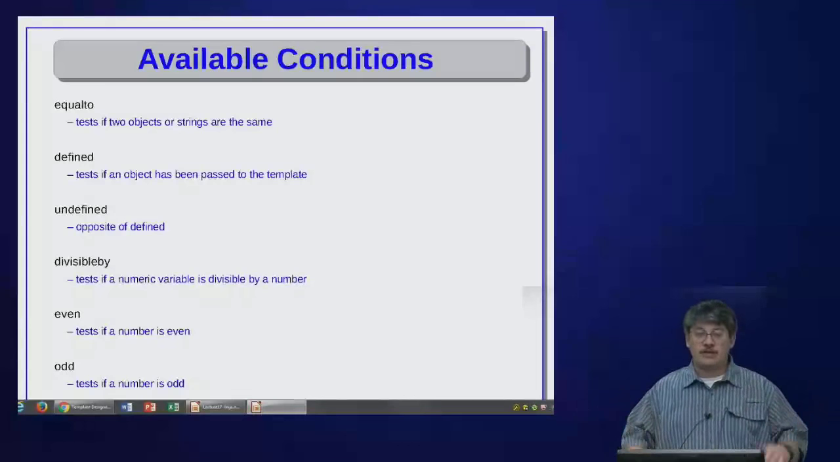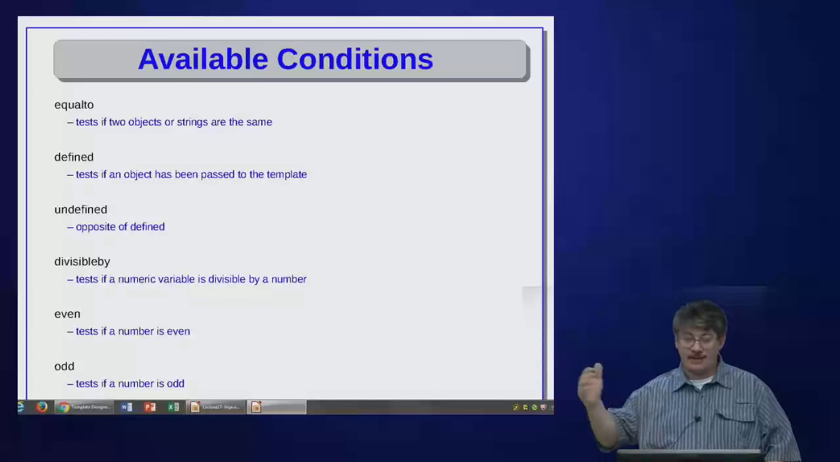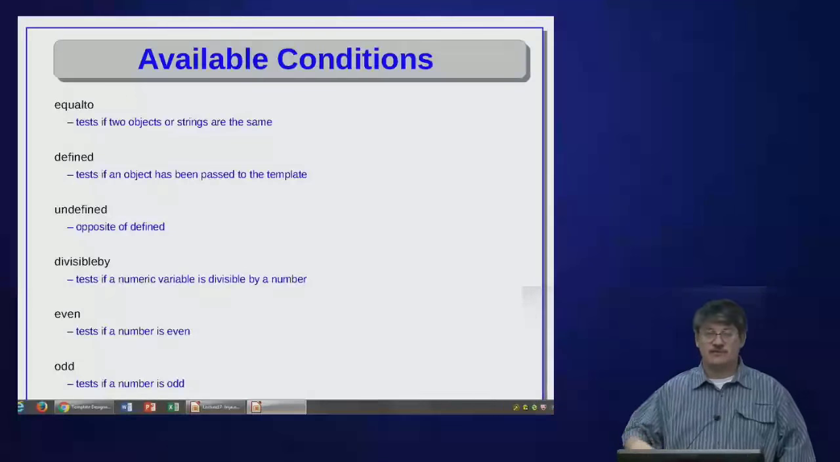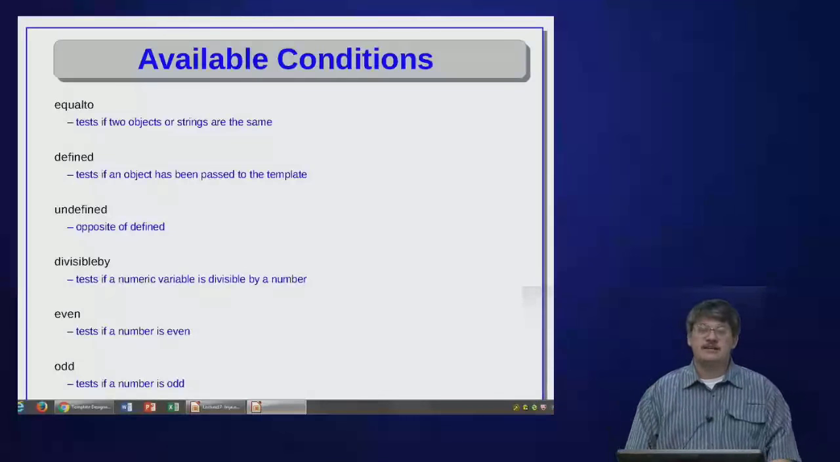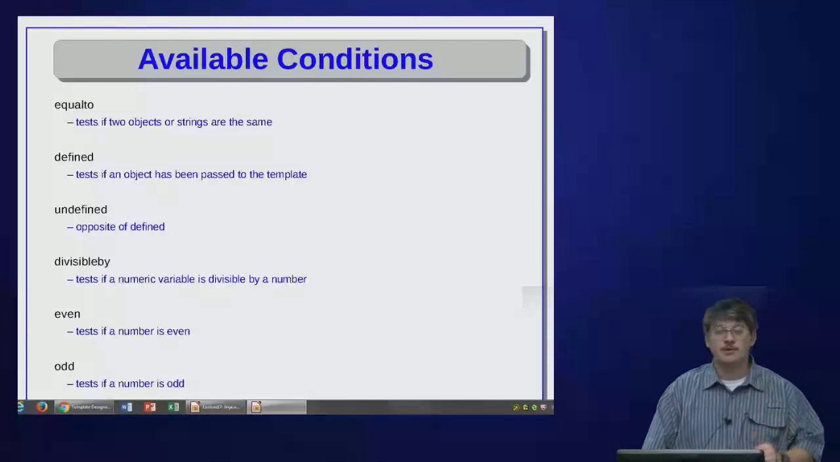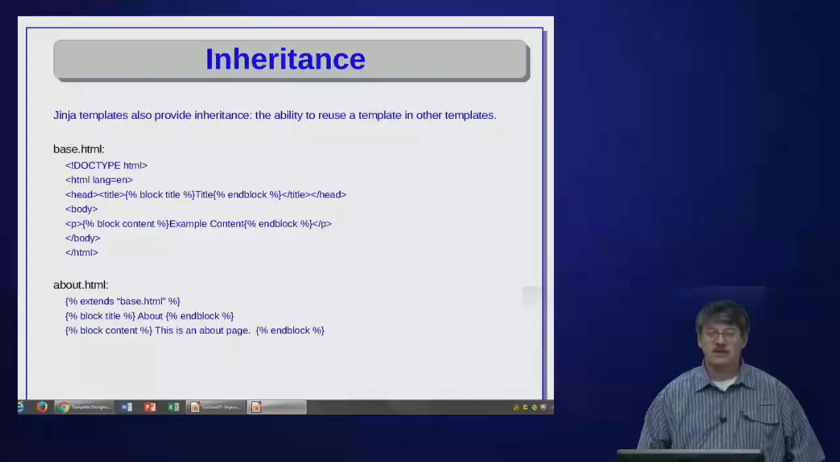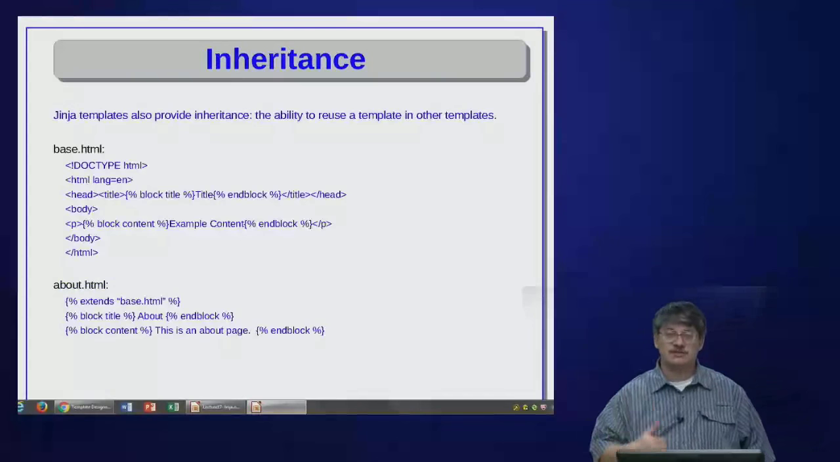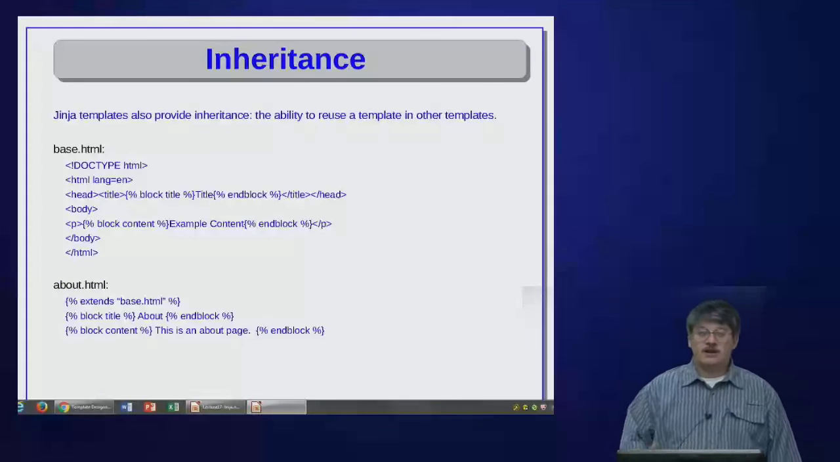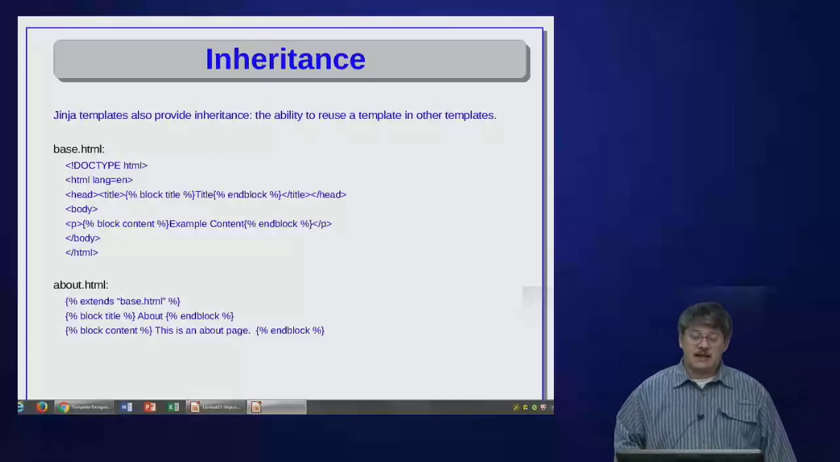If we have a number, we can check if it's divisible by 3 or divisible by 7, or if it's even or if it's odd. And there are about 30 other different conditions that we can use, but these are some of the most important ones. So all of this is really handy, especially loops. But another really great feature of Jinja is that it allows us to do what's called template inheritance.